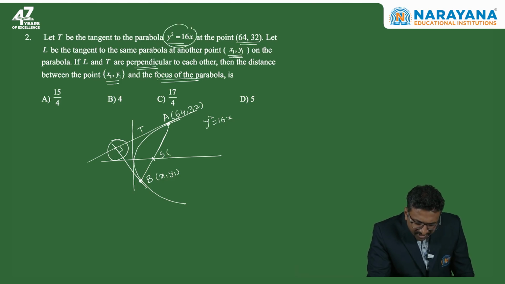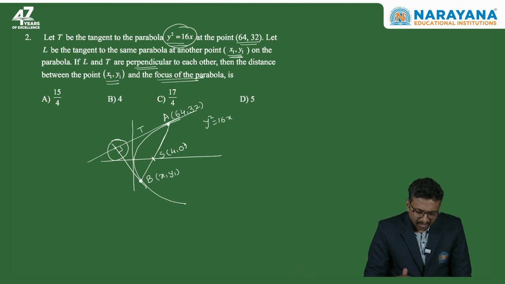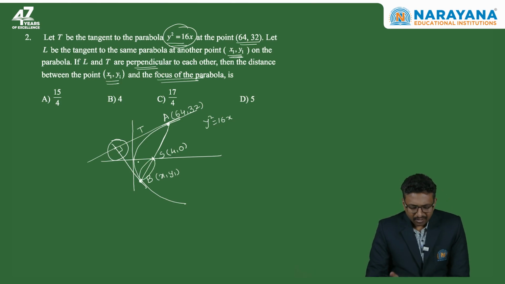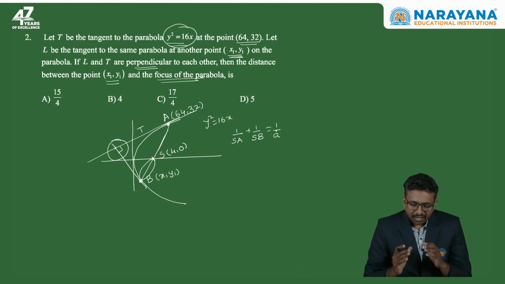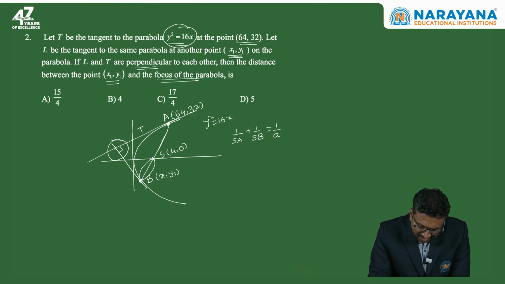Because this is y square is equal to 16x, if you compare 16 with 4a, the focus is (4, 0). So now they are asking you what is the distance between the focus and the point (x1, y1). They are asking you SB. So we know that 1 by SA plus 1 by SB is equal to 1 by a, right? This is the formula that connects the focal segments. So SB can be easily found out.